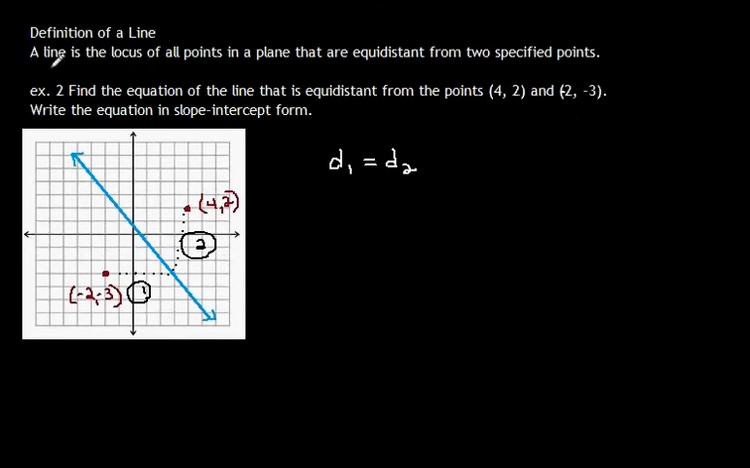Definition of a line. A line is the locus of all points in a plane that are equal distant from two specified points. So this line is all the points that are equal distance from 4, 2 and negative 2, 3. So they want you to find the equation of this line. They don't give you that line, but you're going to find all the points that are equal distance from this point and this point, and that's going to be a line. There's going to be more than one point that's equal distance from both of them.